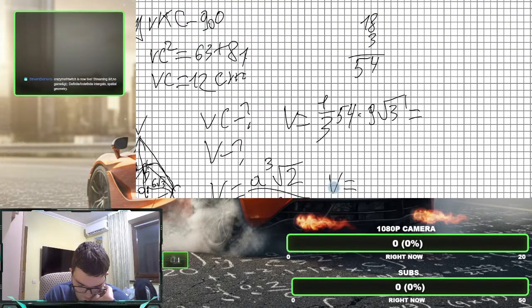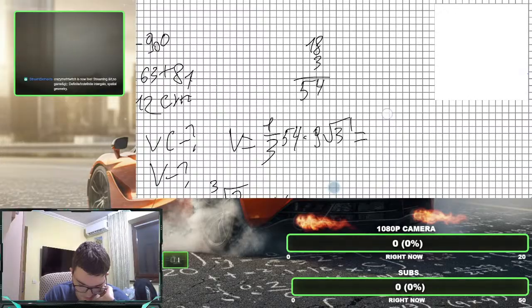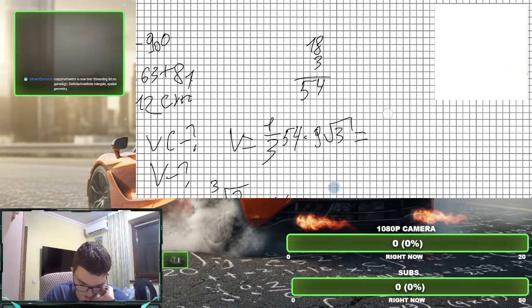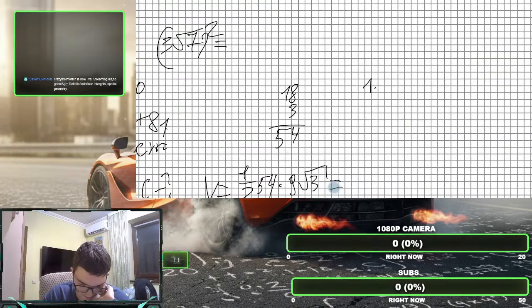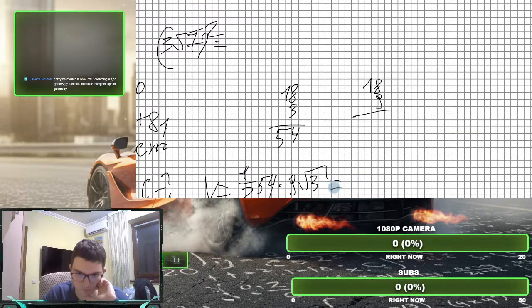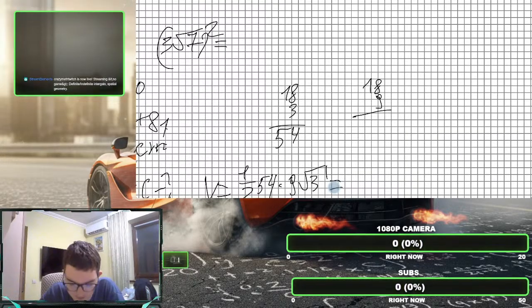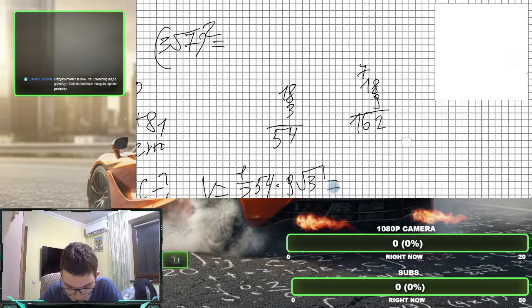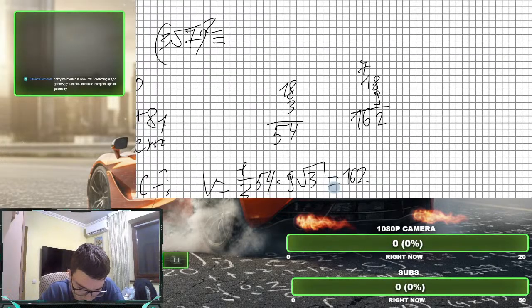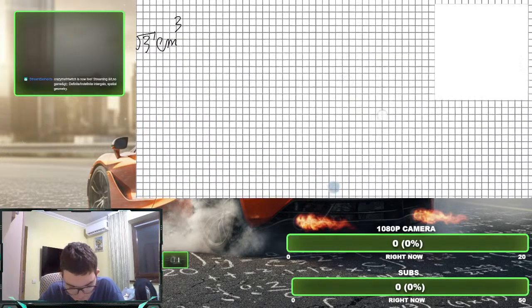So now 54 divided by 3, how much is that? 18. 18 times 9, how much is that? So basically 18 times 9. 9 times 8, 72. Put a 7 there. 9 plus 7. 162. 162 square root of 3 centimeters cubed. Is that correct? Yes. Moving on to the next one.